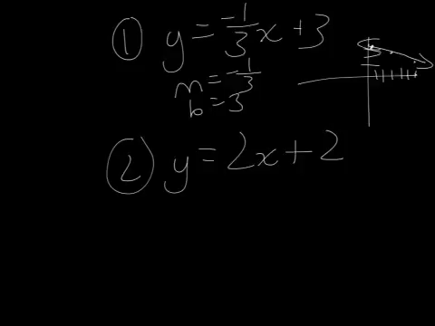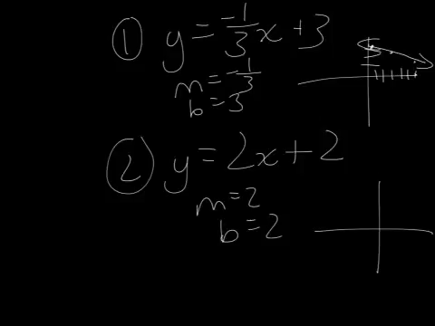For our second line, y equal 2x plus 2, we should have an m equal 2 and a b equal 2. When we graph that, we start at 1, 2. Then we're going to rise 2 and run 1, rise 2, run 1, and connect our lines.